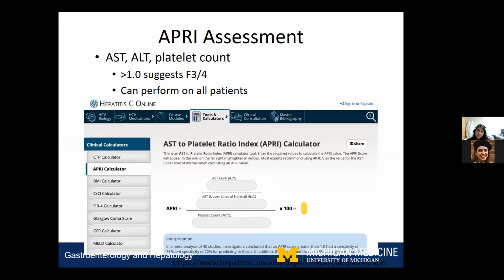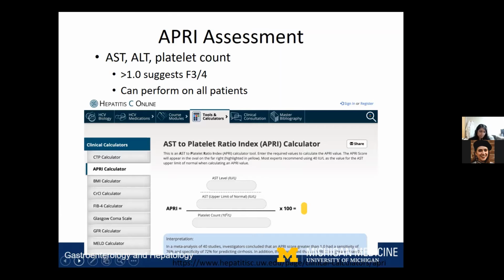Another assessment that you can do in the office is the APRI score. This is somewhat similar in terms of the variables to the FIB4 score, but it doesn't include age. So all you need is the AST, ALT, and platelet. So you need blood test results on a given patient living with hepatitis C. Anything over 1 suggests more advanced liver disease. And again, you can perform this on all patients. You don't memorize the calculator. You can just put it into Google and look it up.